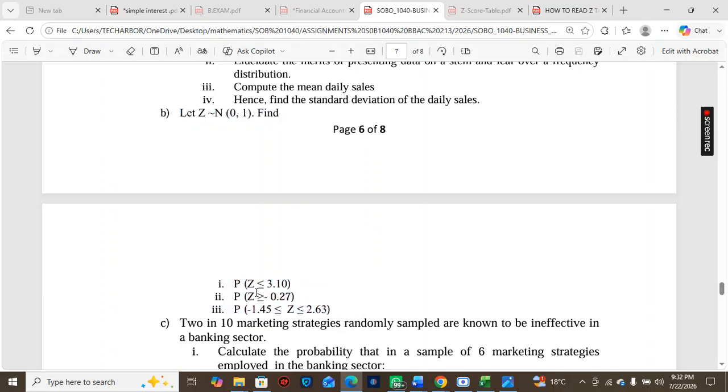it means it's been standardized for you. You just need to read the probabilities. Okay, colleagues? Here, all we're doing is just calculating probabilities. That is all, using a graph.